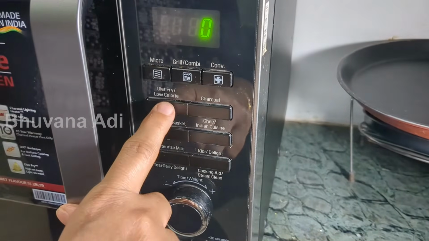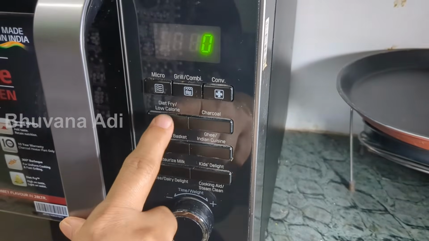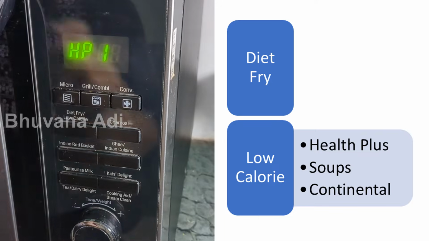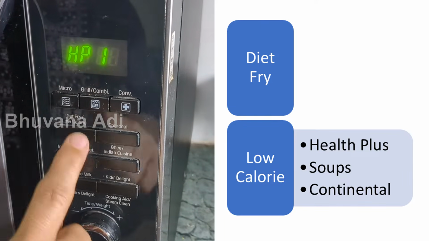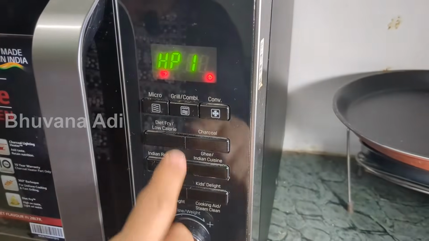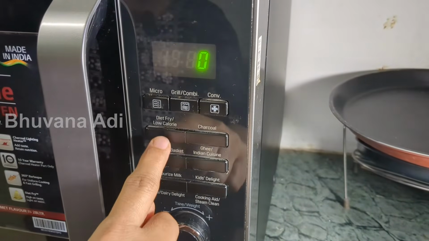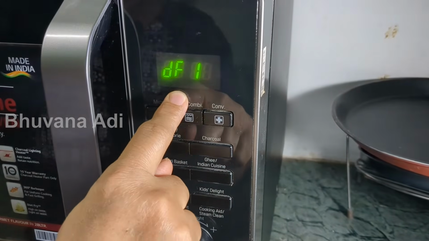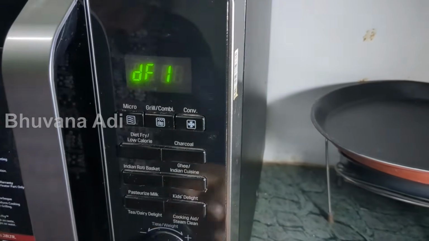So firstly, the diet fry and the low calorie button. If you press the button once, you go to diet fry. You press twice, it will go to low calorie, which again is divided into sub segments. Let me explain how. So first, DF1. When you want to select a recipe from diet fry, you have to rotate the dial.